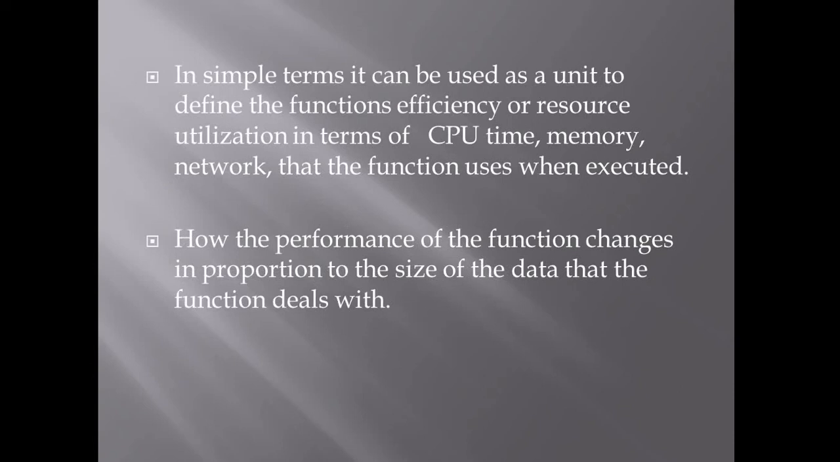In simple terms, Big O can be used as a unit to define the function's efficiency or the resource utilization of CPU time, memory, and network when the function is executed. This is the first half of the definition, but the definition will be incomplete without the second half, which is the resource utilization in proportion with the amount of data that this function is processing. So as you can read, how the performance of the function changes in proportion to the size of the data that the function deals with.